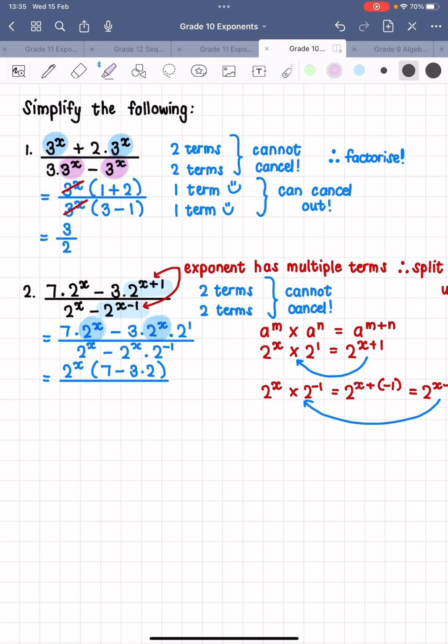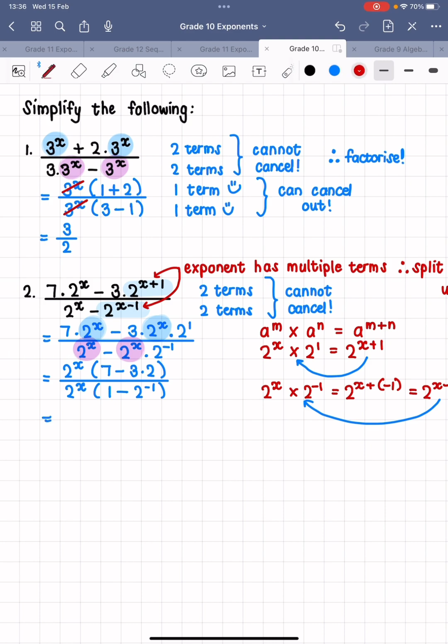At the bottom, we are again going to take out 2 to the x as a common factor. So we're going to write that 2 to the x at the bottom in our brackets. We're going to divide each term by 2 to the x now. So what is 2 to the x divided by 2 to the x? It's 1 minus, now we're going to be left with 2 to the negative 1, which you can write as a half straight away if you feel comfortable with doing that.